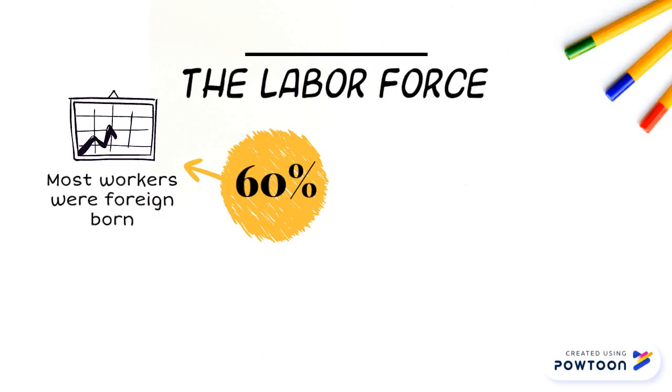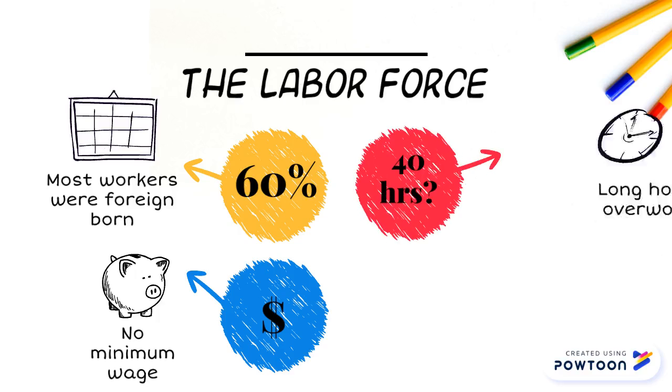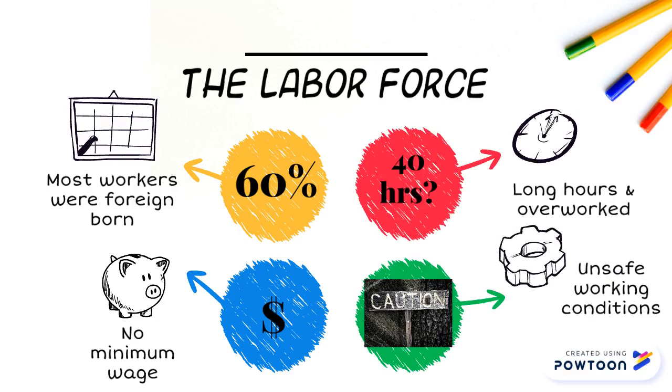What did working look like in the Progressive Era? Over half of workers were immigrant populations who had no minimum wage, worked very long hours, and did so in unsafe and unsanitary environments.